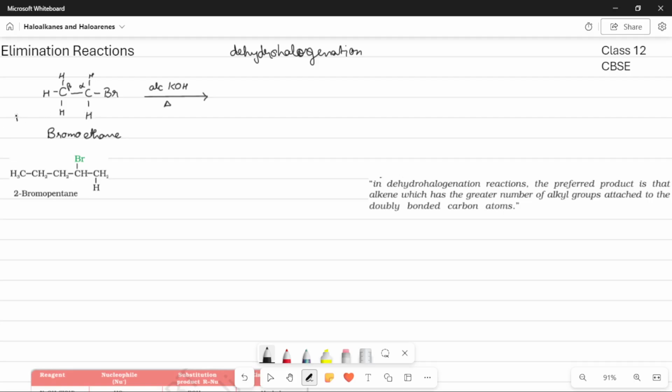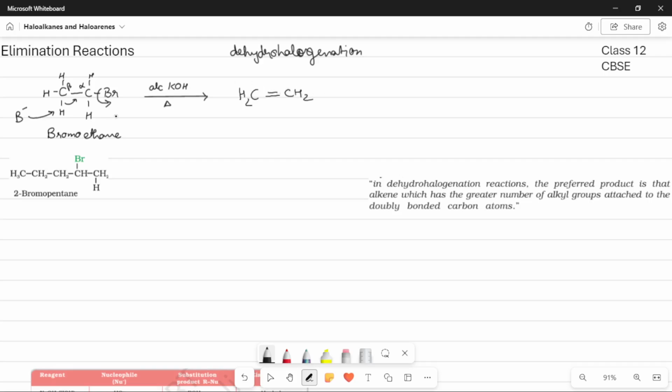So when you have a base that comes in, we're going to call it B minus, it's going to come and try and grab this H as H plus, and then this bond is going to just shift over here, and then this is going to get kicked out. So you're going to have the elimination of the H and the Br because of the attack of the base, and this leads to the formation of an alkene. What is it forming? An alkene.